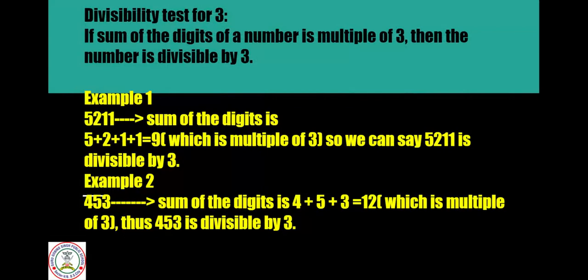Example 2. 453. Sum of the digits is 4 plus 5 plus 3 is equal to 12, which is a multiple of 3. Thus, we can say 453 is divisible by 3.